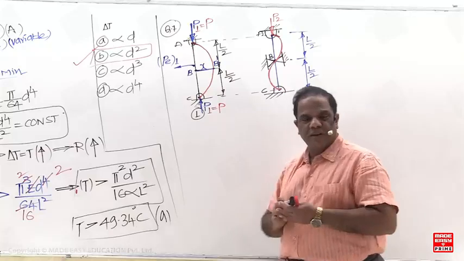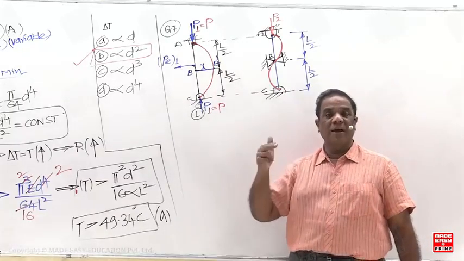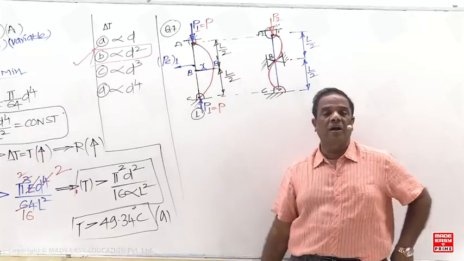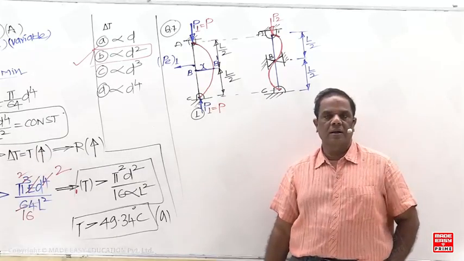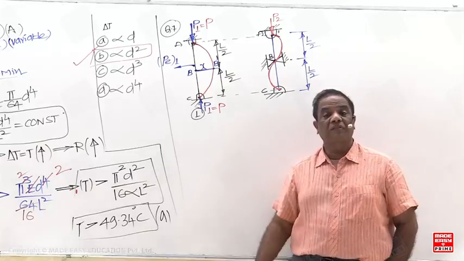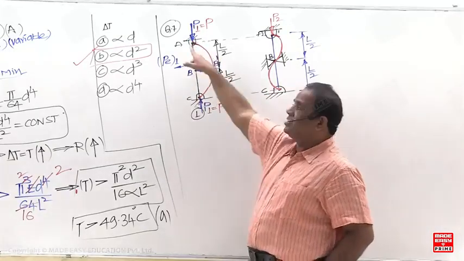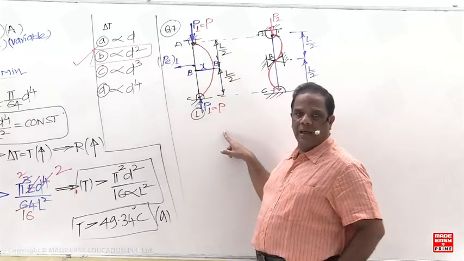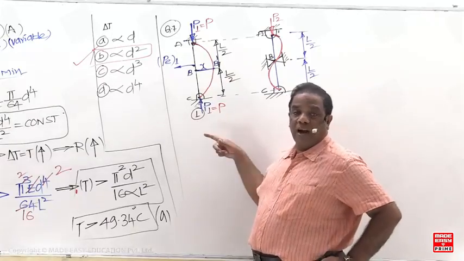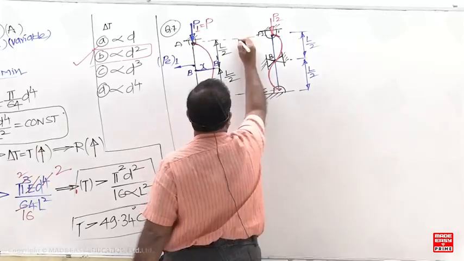In both the cases, which one is the same? E is the same, material is the same. Buckling load is π² E I minimum upon L_e squared. E is the same, moment of inertia is the same. Then the effective length will change. Here, both ends hinged, what is the effective length? L. Here the alpha value is 1.